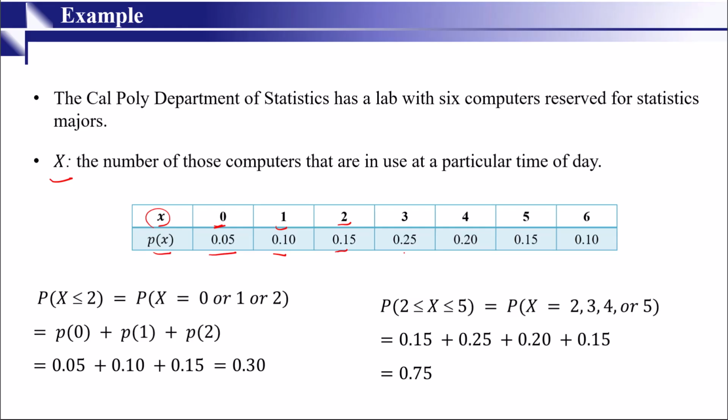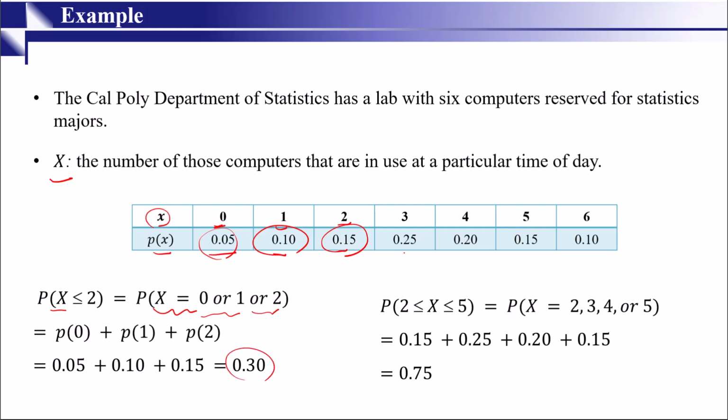Now, we want to calculate probabilities of interest using elementary probability properties. For example, the probability that at most 2 computers are in use. At most 2 means X is equal to or less than 2. It means X is equal to 0, X is equal to 1, and X is equal to 2. This one, and this one. So we sum them together and we get 30%.